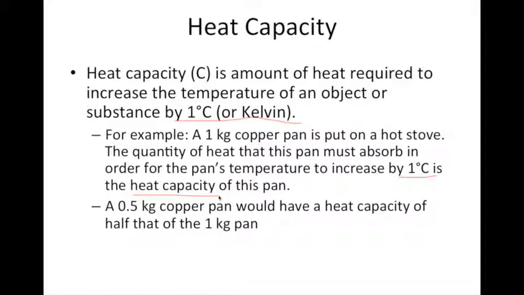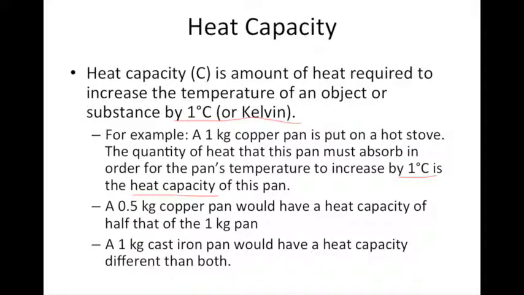If, for example, we had a 0.5 kilogram copper pan, it would have a heat capacity of half that of the 1 kilogram pan. And if we had a 1 kilogram cast iron pan, it would also have a heat capacity, but that heat capacity would be different than both of the copper pans.